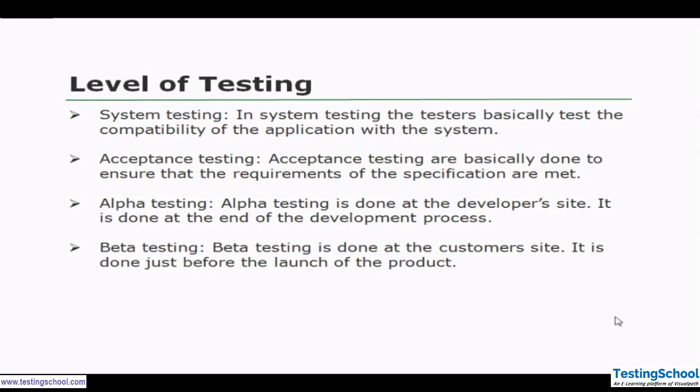Alpha testing is done by the developer side. It is done at the end of the development process. And we have the beta testing. Beta testing is done at the customer side when we give our application to the end user. It is done just before the launch of the product to ensure that all the features which are expected in this particular module are working fine. So that is tested under beta testing.